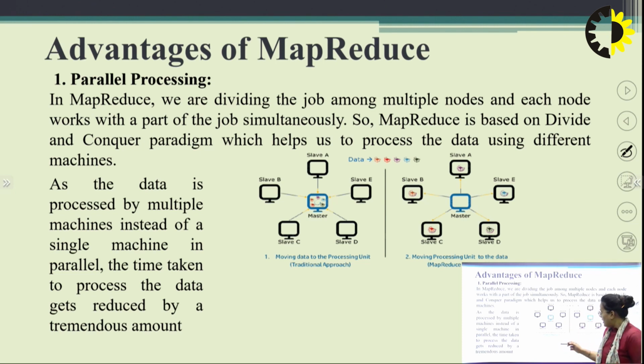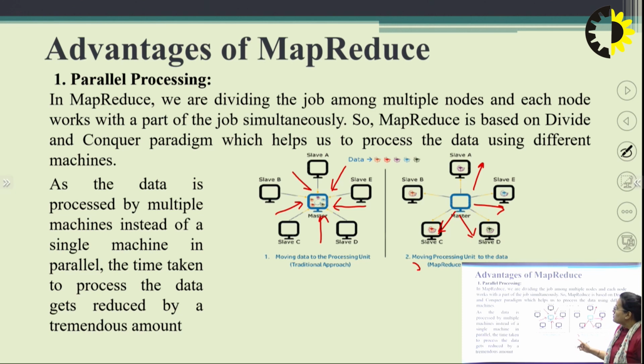In this diagram we can see that in the traditional approach, data will be moved to the processing unit, meaning data will move towards the processing unit. But in the MapReduce approach, the processing unit will move to the data. So the second advantage will be based on this.